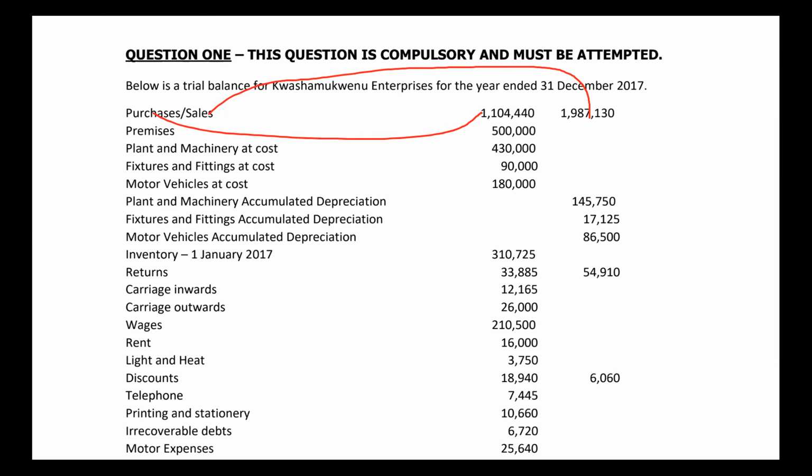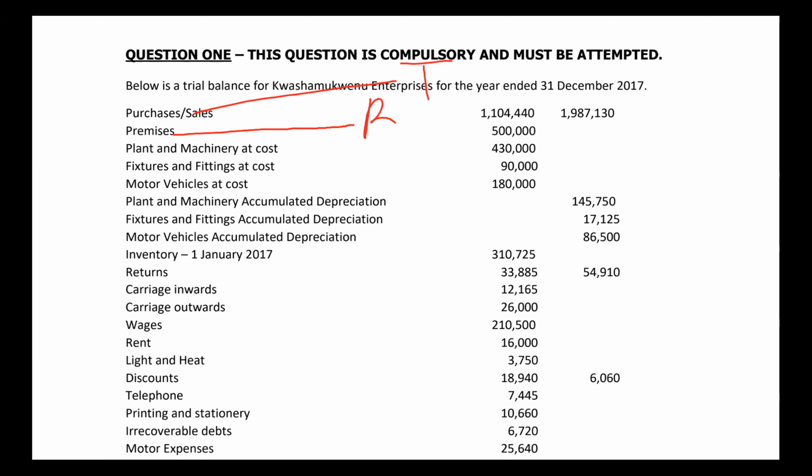Then the premises, you know, the premises is basically more like land. Land is a non-current what? Asset, right? Land is a non-current asset or a fixed asset. Okay, let's start from the sales and the purchases. The sales and purchases go in the trading account, isn't it? Yes. Then when you talk about the premises, they are assets, so they go in the balance sheet, isn't it? Yes. Plant and machinery is a non-current asset.